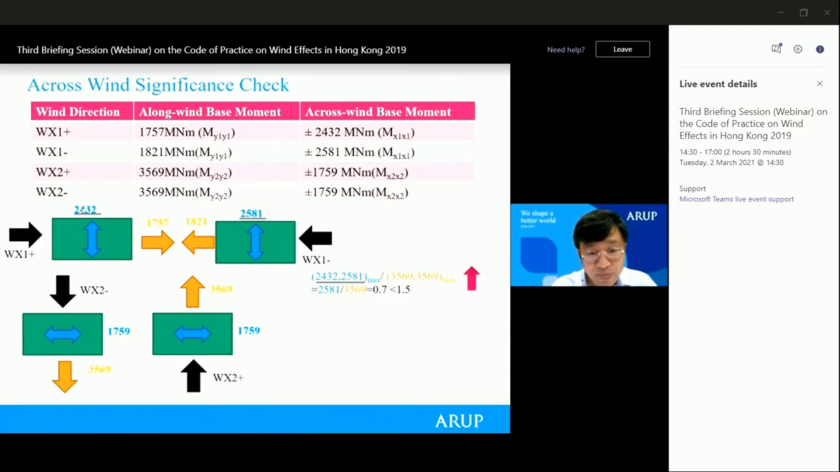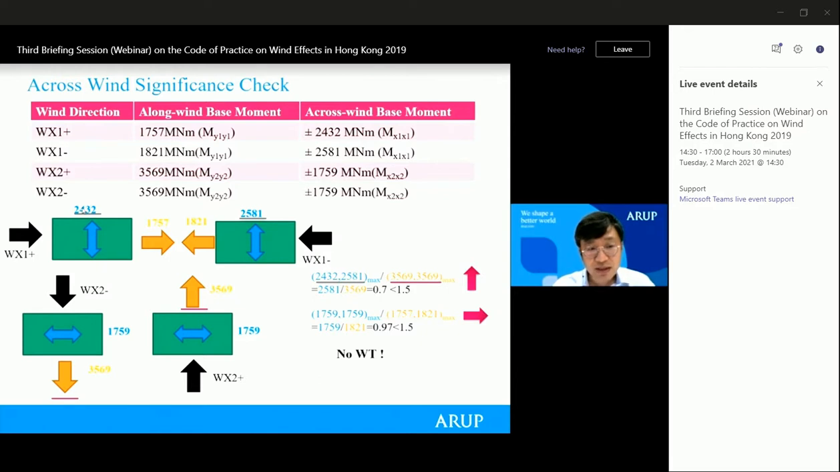So the ratio between the two is 0.7. It's smaller than 1.5. For the horizontal direction, we do the same. So then the ratio is 0.97. So still smaller than 1.5. That means in no direction do we have a ratio bigger than 1.5. That means we don't need to conduct a wind tunnel test. The codified approach still applies.